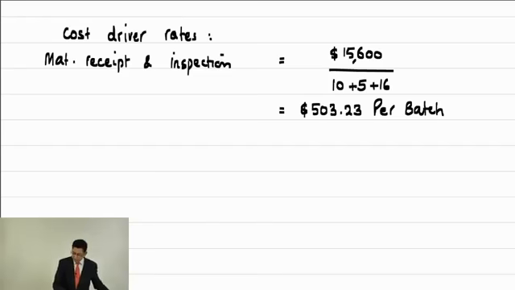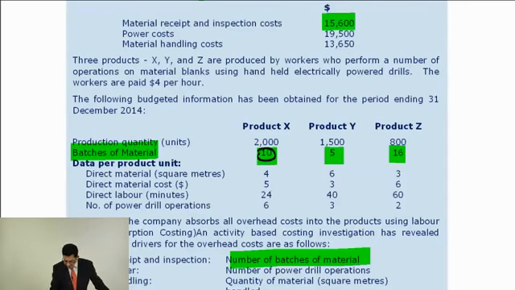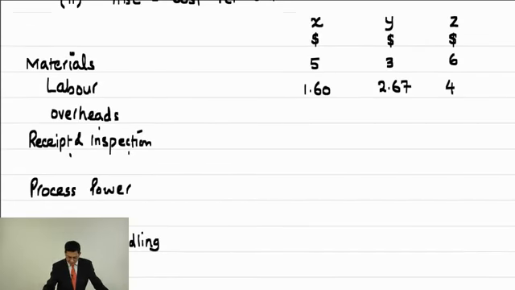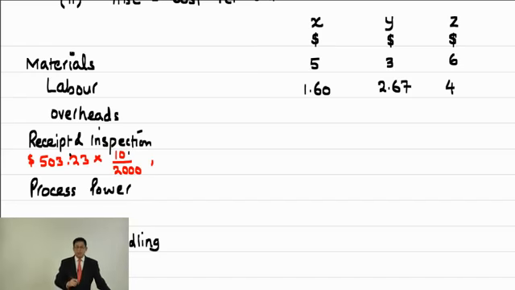simple. All we need to do is this: we need 10 batches for X in a year, and there are 2,000 units of X produced out of 10 batches. So all we need to do is take this rate here, 503.23, and for the product X multiply by 10 divided by 2,000 units, and we will get the receipt and inspection cost of 1X.